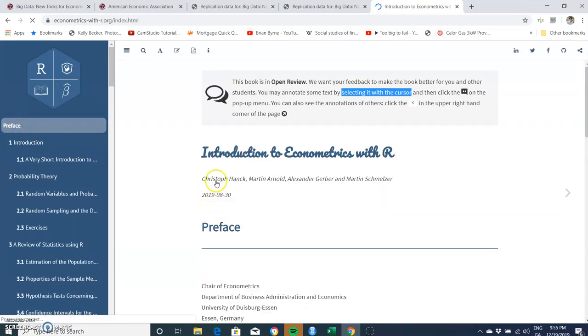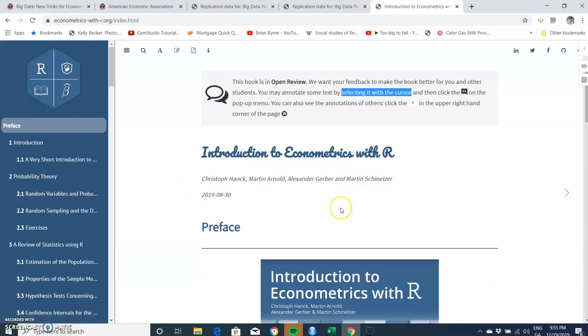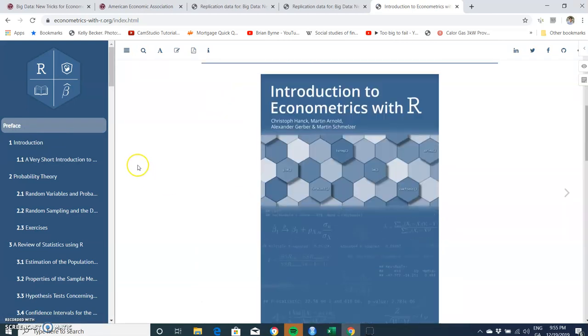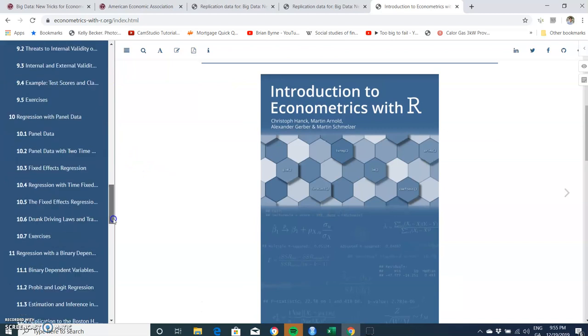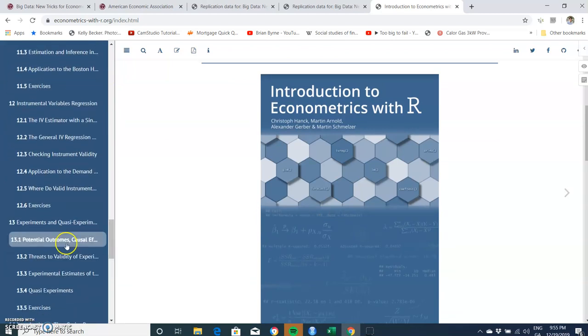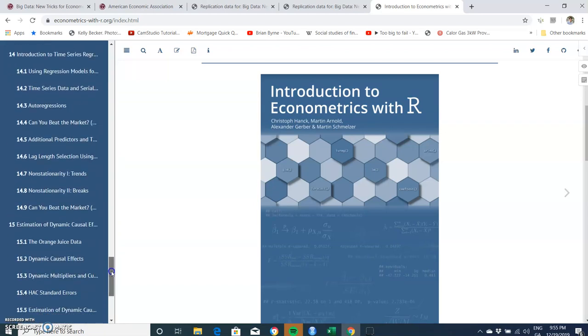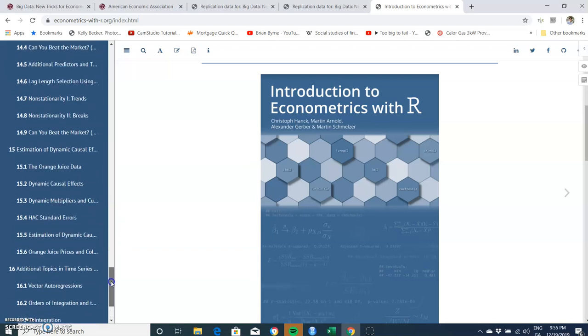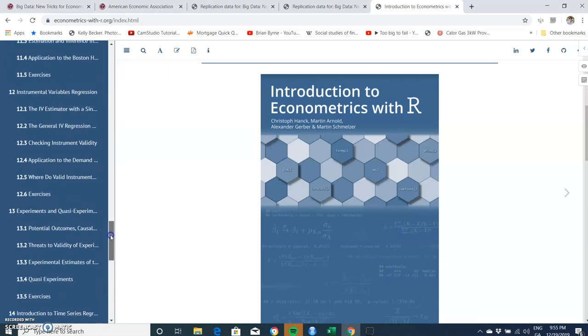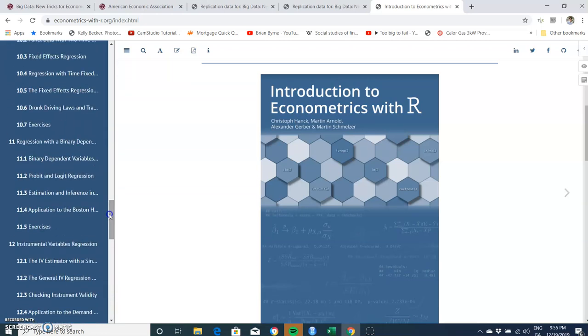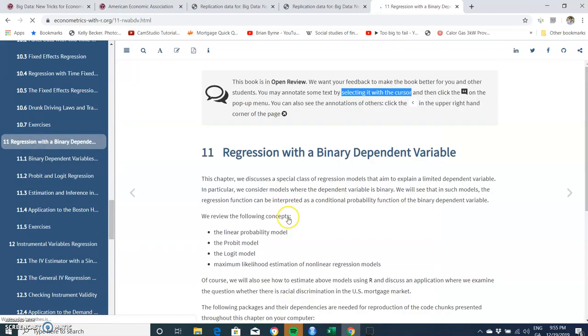And again, we have the authors here. And then there is some text. So there's a binary choice model. I think it's chapter 13. Not chapter 13. Time series. Dynamic. Additional. Let me just see. Instrumental. Binary. Okay. So binary regression. So regression with binary dependent variable.